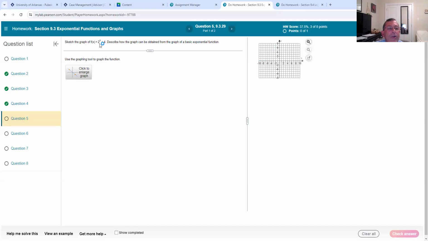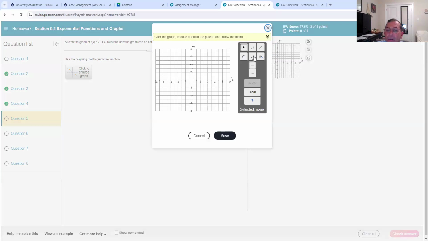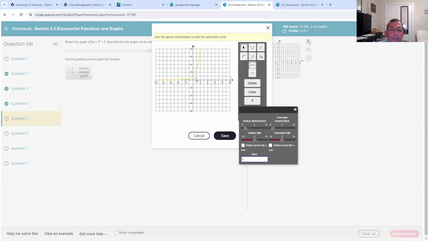Hey, also, I got the same thing. 2 to the x plus 4. So this one wants me to graph it first and then describe it. So what's happening is that plus 4 being added to the end is a vertical shift. And we said if that was positive, it would move me up. So we're going to click the enlarge graph, grab our exponential tool, click on the graph, and that went vertically up 4 because we were adding 4 at the end. So take your vertical and go to positive 4.